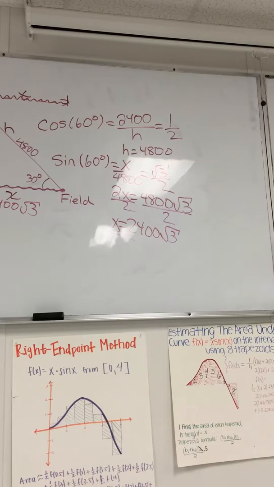Oh, sorry. I thought x and 2400 could be the same size, because it's 3600. But they're not the same size. This is a 2400, 2400 root 3.